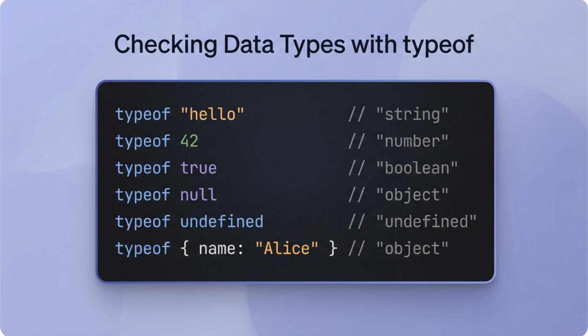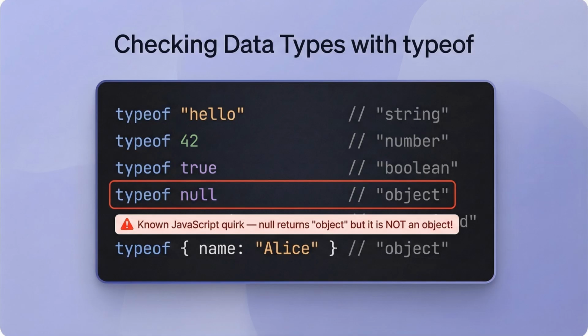JavaScript gives you a built-in tool to check what data type a value is, the typeof operator. You simply write typeof, followed by the value or variable, and JavaScript tells you what type it is. For example, typeof "hello" returns string, typeof 42 returns number, and typeof true returns boolean. This is incredibly useful when debugging your code.